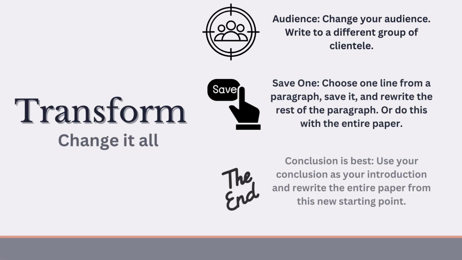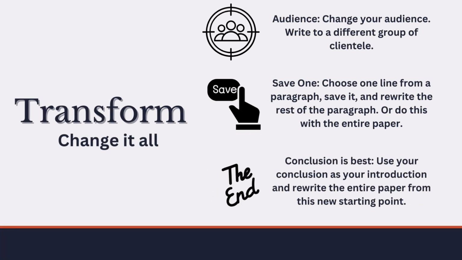And the last strategy for revision is transform. This is where you change the whole paper and transform it into something totally different. Ways to do that: audience, change your audience, write to a different group of clientele. So if you're writing a paper about something that has to do with nursing and your audience is nursing students, maybe change your audience and write to doctors, write to the general public.